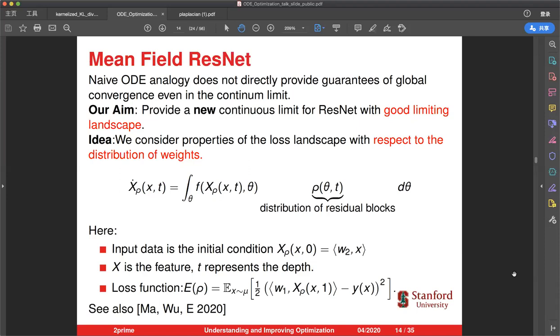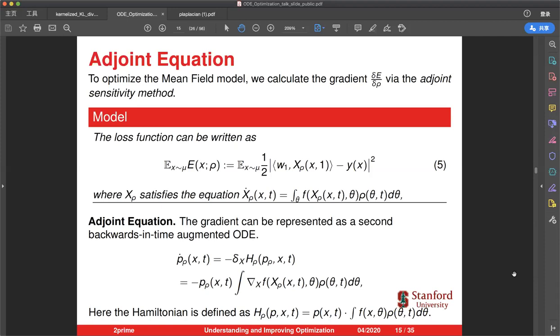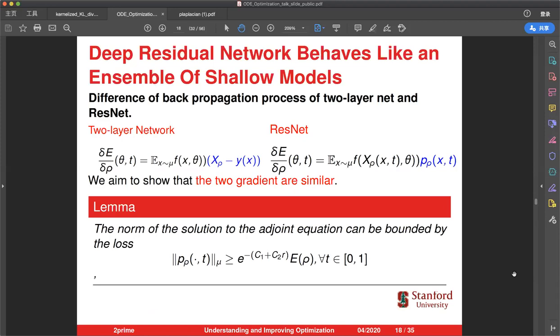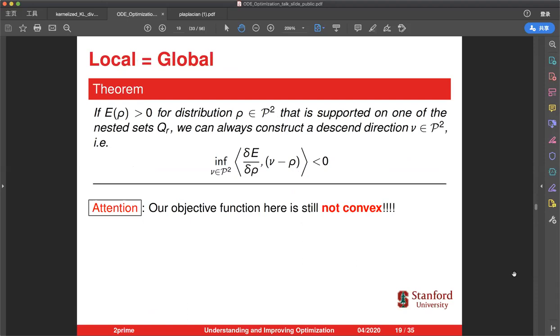So if I write down my model, it looks like this, and you can write down the adjoint equation as you have done before. The theorem here says that if I go to the L2 space, the landscape is very good. What it can tell you is that if my gradient is zero, then my loss is zero. It means that every local minimum is a global minimum. This sounds very counterintuitive, but I can tell you why.